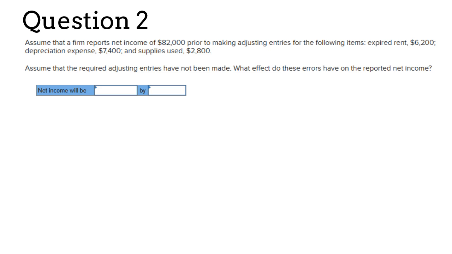Question 2 states that the firm reports net income of $82,000 prior to making adjusting entries for expired rent, depreciation expense, and supplies that were used up. You need to think about what impact these adjusting entries have on the net income of the company and how big the error is. Is the net income overstated or understated?